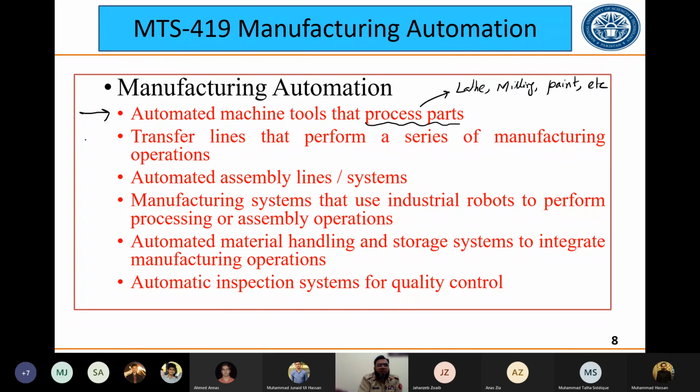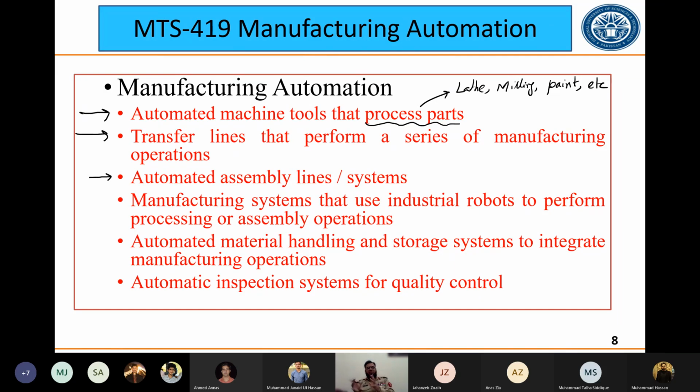Then transfer lines to perform the manufacturing operation. So transfer lines हमने कहा था कि ये these are the material handling systems, एक जगह से दूसरी जगह पे transfer चीजों को करेंगे for manufacturing operations. You can have then automated assembly lines. So ये जरूरी नहीं है कि सिर्फ manufacture ही हो तो automation हो. So you can have assembly lines also.